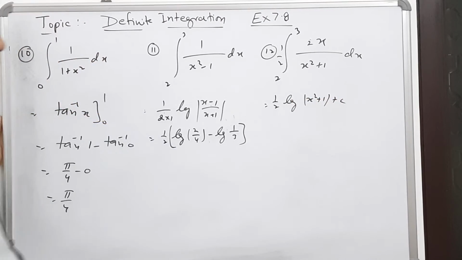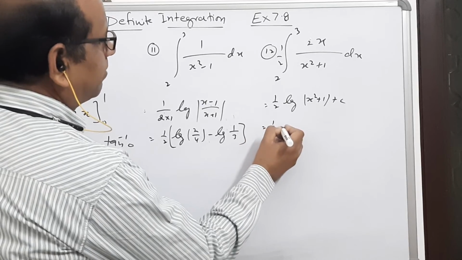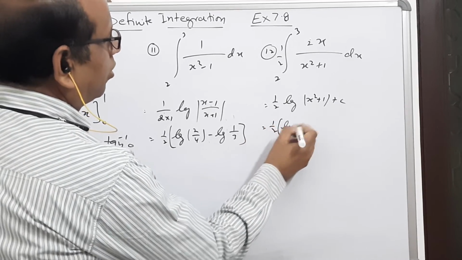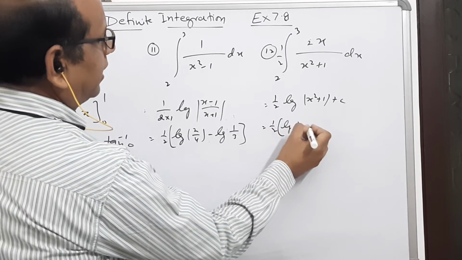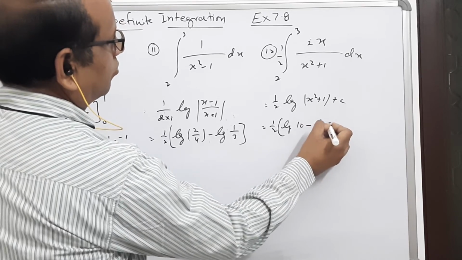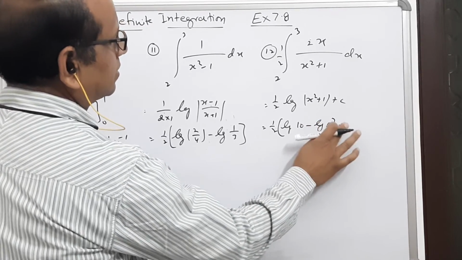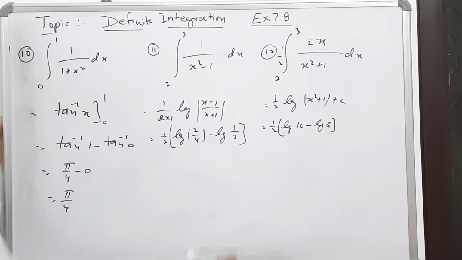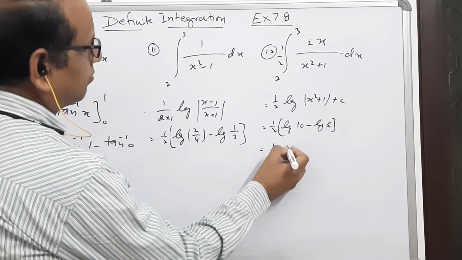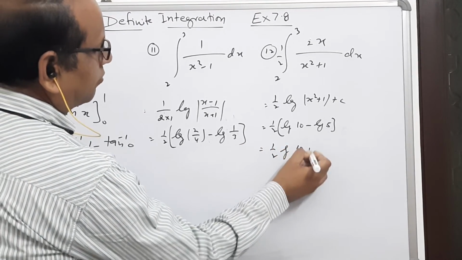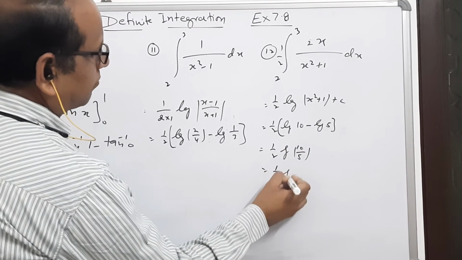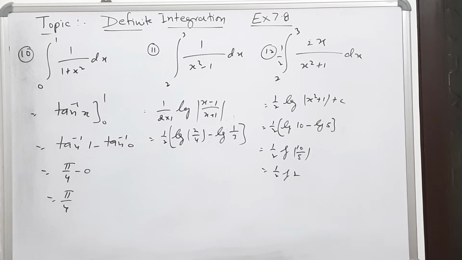I hope it is not required to explain you about this part. So if you put the value here, it is 1 by 2 log 10 minus log 5. The C we will not write. This is only the answer. So it can be half log 10 upon 5, or it is half log 2. That can be the answer for this particular sum.